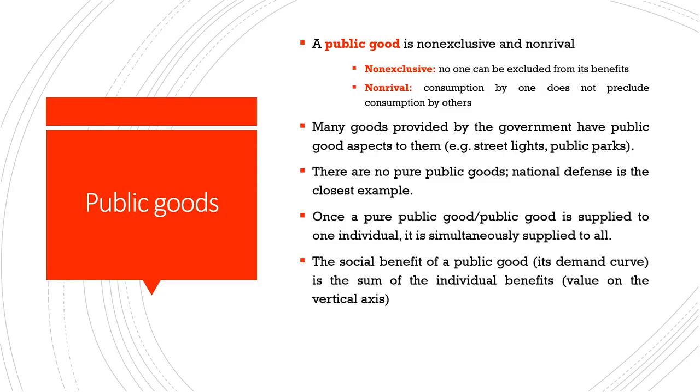Whereas public goods are non-rival in nature, because if I am utilizing the benefit of a good, it is equally available for someone else to utilize. The same example of a street light can be considered here. Many goods provided by the government have public good aspects, for example street lights, public parks, roads, national highways and so on. There are no pure public goods per se, but national defense is the closest example of a pure public good, where irrespective of who pays for it through taxes, everyone gets defended. The expenditure made by the government on national defense is for each and every citizen of the country. So, that is the closest example of what a pure public good can look like.